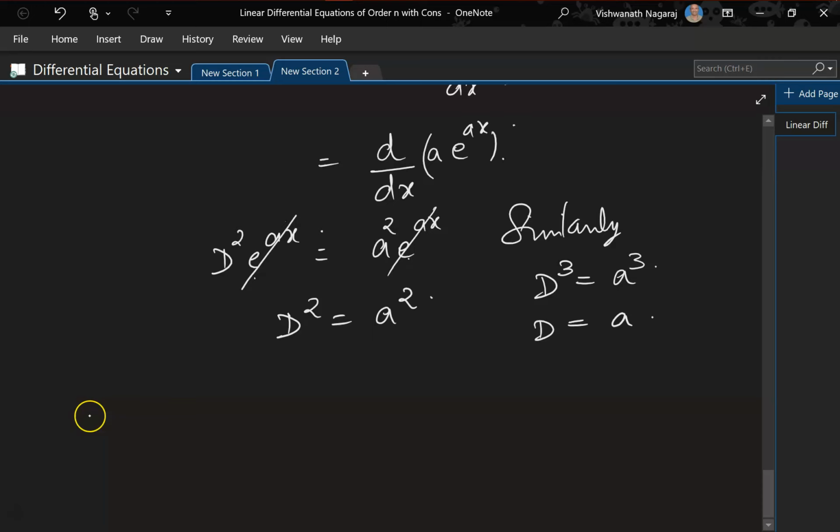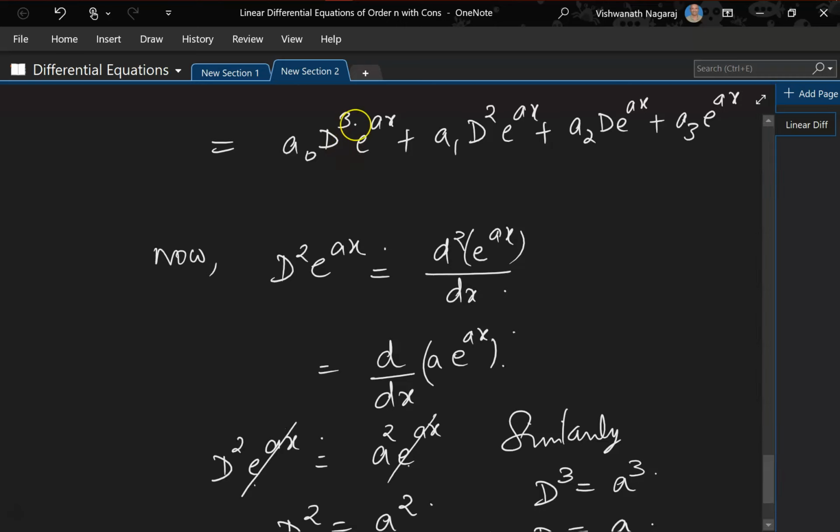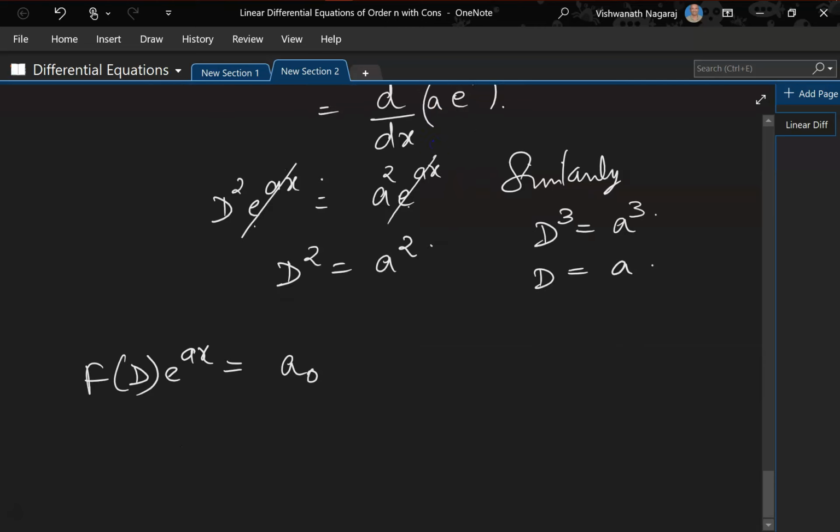Which means we can write f of D e^(ax) as a0 D cubed e^(ax), where D cubed can be replaced by a cubed e^(ax), plus a1 a squared e^(ax) plus a2 a e^(ax) plus a3 e^(ax).